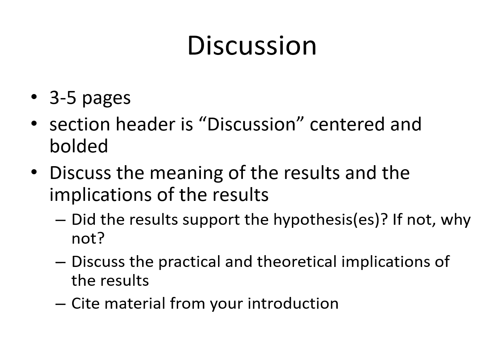The discussion section is 3 to 5 pages. Generally speaking, in most student papers, it may be much longer in a published paper, and also might be much longer if you have multiple hypotheses. The section header is Discussion, centered and bolded, and you discuss the meaning of the results and their implications.